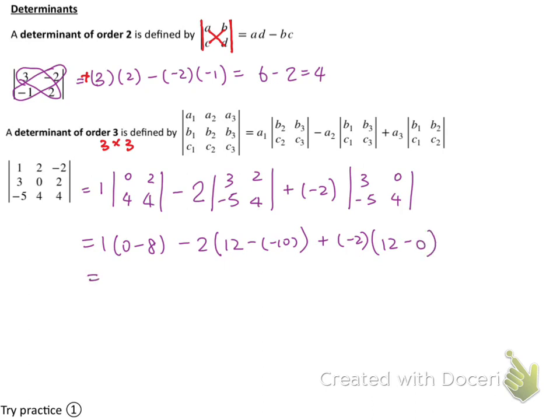Okay, so each of them is 1 times negative 8 minus 2 times 22 plus negative 2 times 12. So I'm getting negative 8 minus 44 minus 24, and that gives me, well, they're all negative. So 8 plus 44, 52 plus 24, 76, and negative. Okay, that's how we compute a determinant of order 3. Now you can try your practice. Number 1, same thing, compute a determinant.